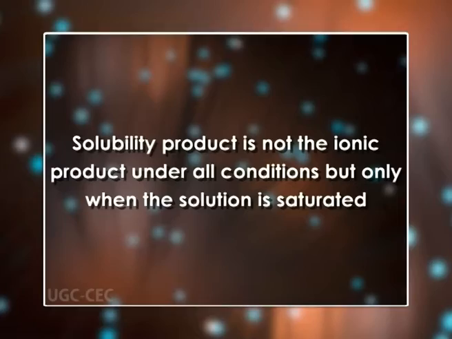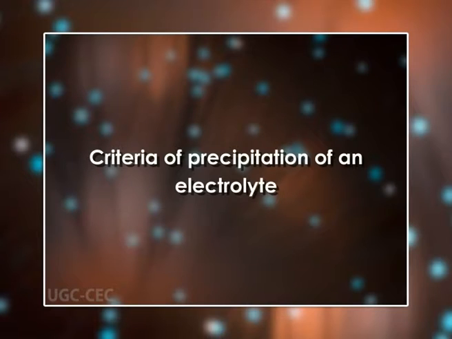We should note that solubility product is not the ionic product under all conditions, but only when the solution is saturated. Now let us see what are the criteria of precipitation of any particular electrolyte. A very useful conclusion is derived from the solubility product concept. No precipitation of the electrolyte occurs if the ionic product is less than the solubility product, that is, the solution has not reached the saturation stage.